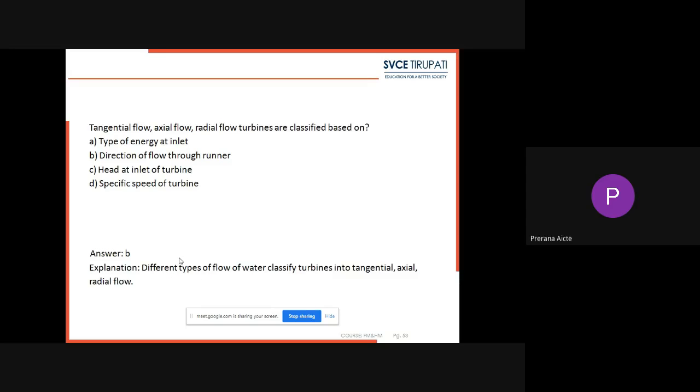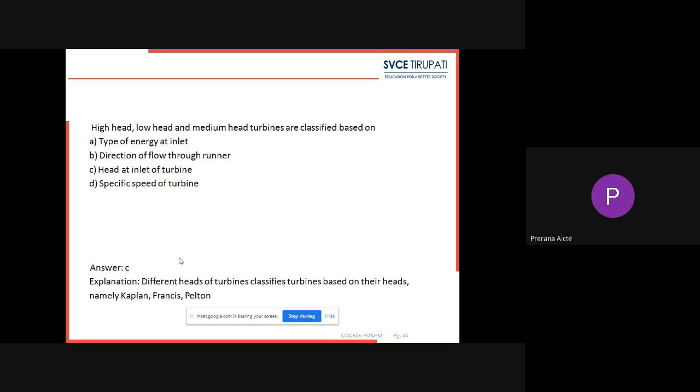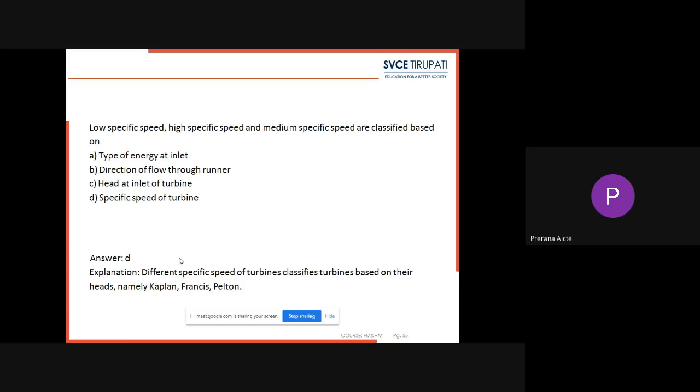Next question. Tangential flow, axial flow and radial flow turbines are classified based on the direction of flow through the runner. High head, low head and medium head turbines are classified based on heads at the inlet of the turbine. Next one, low specific speed, high specific speed and medium specific speed are classified based on the specific speed of the turbine. So turbines are classified based on their heads, namely Kaplan, Francis and Pelton.